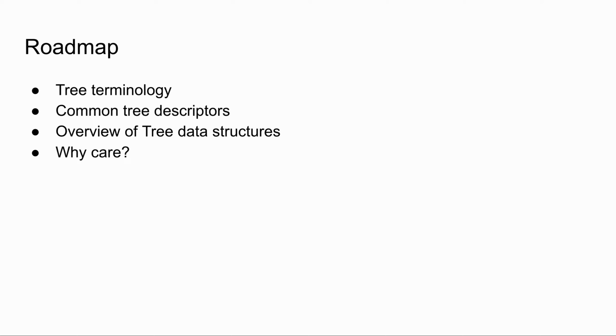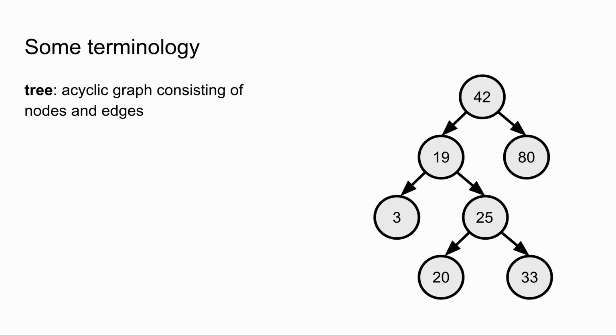Next, we will learn some more vocabulary we can use to describe trees. Then, we will briefly go over some common tree data structures. Lastly, we'll learn about why we should care about trees. A tree is defined as an acyclic graph consisting of nodes and edges.